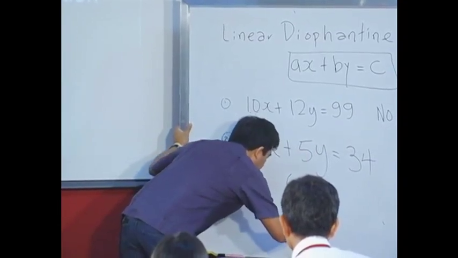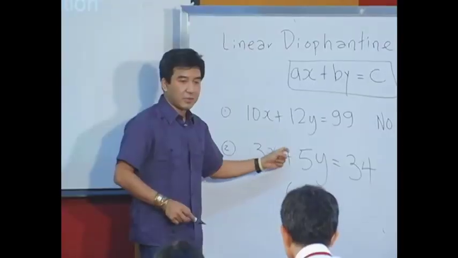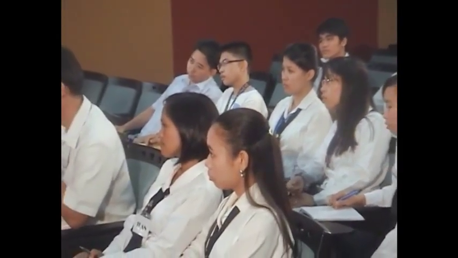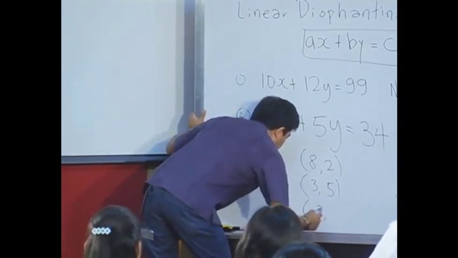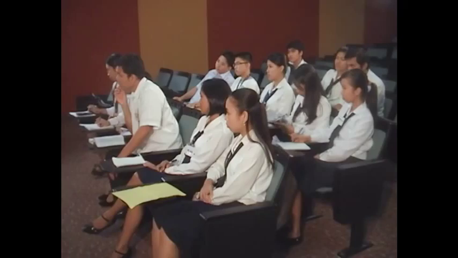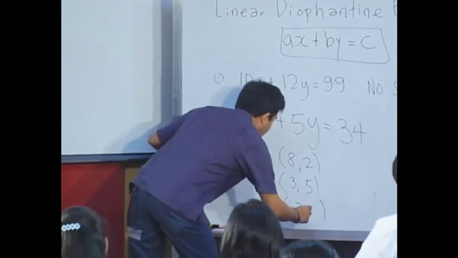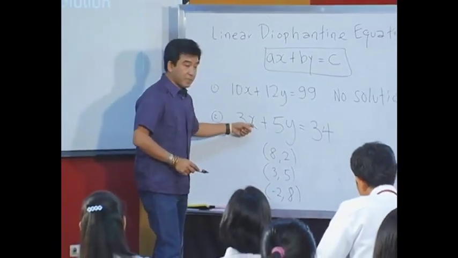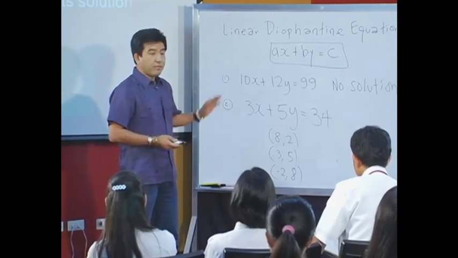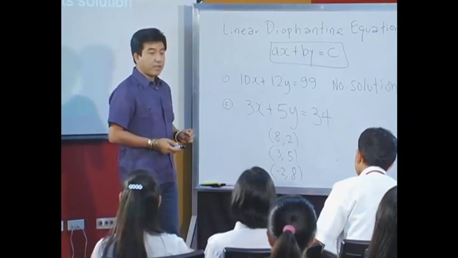3 times 3 is 9. 5 times 5 is 25. 9 plus 25 is 34. Can you think of a solution involving negative numbers? For example, if x is negative 2, then y should be 8. 3 times negative 2 is negative 6. 8 times 5 is 40. 40 minus 6 is 34. Now, in fact, every time there is a solution, there are infinitely many solutions.